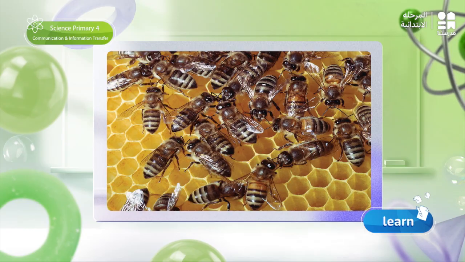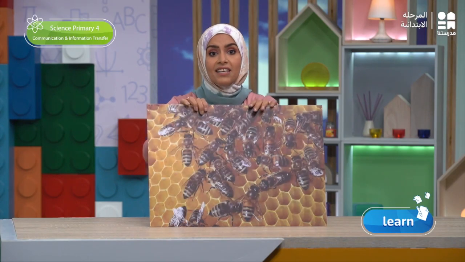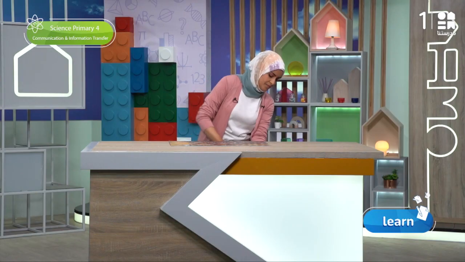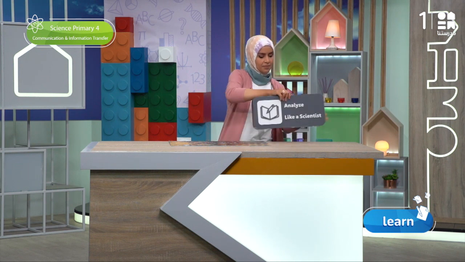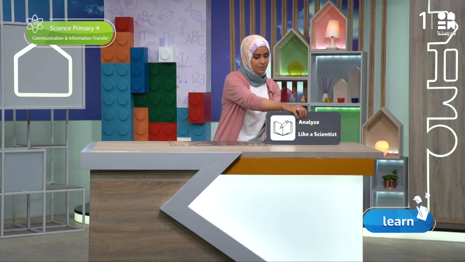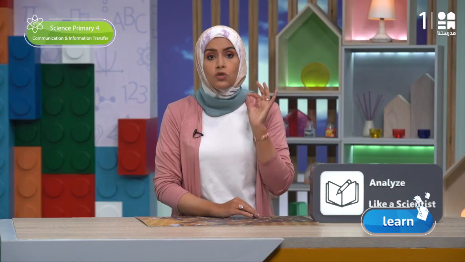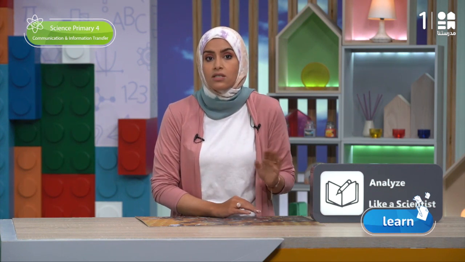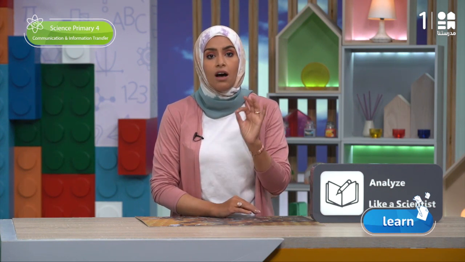Let's start activity 8, Analyze Like a Scientist. In Analyze Like a Scientist, we will talk about animals' communication with movement. We will read a text about using the movement pattern by honeybees to transfer information to other bees. Remember to highlight what information bees communicate using patterns of movement.